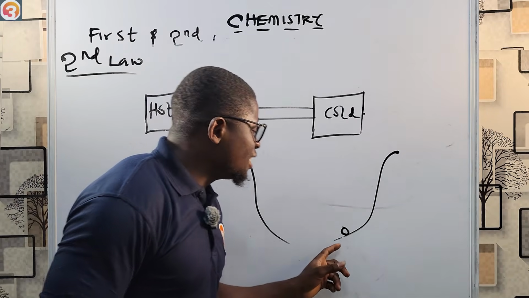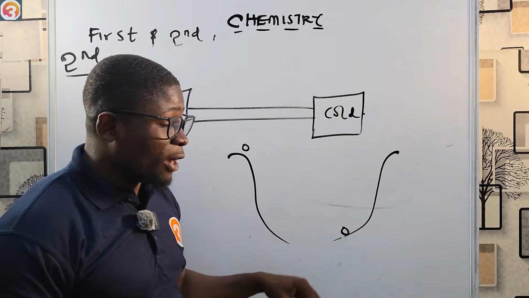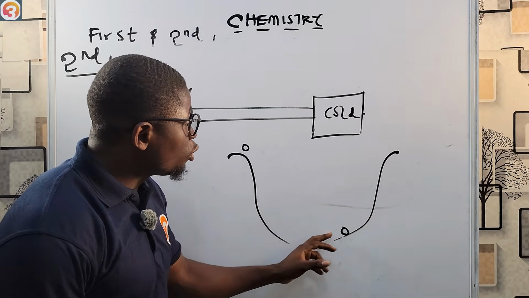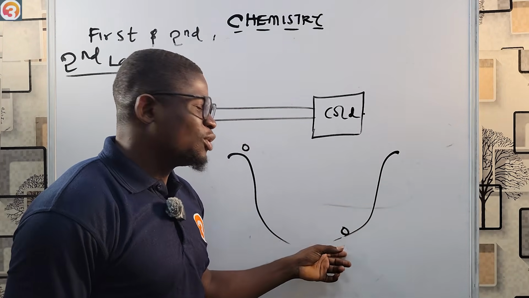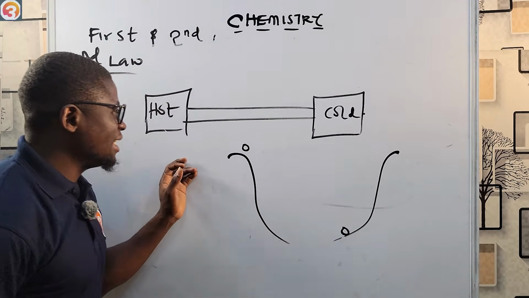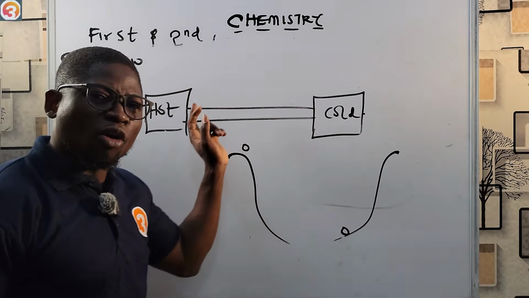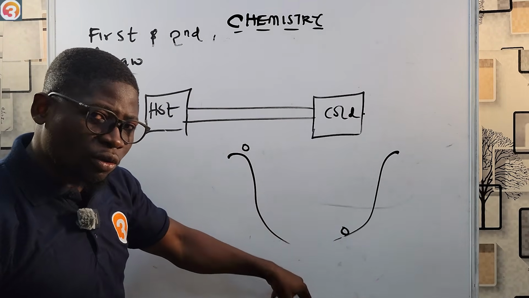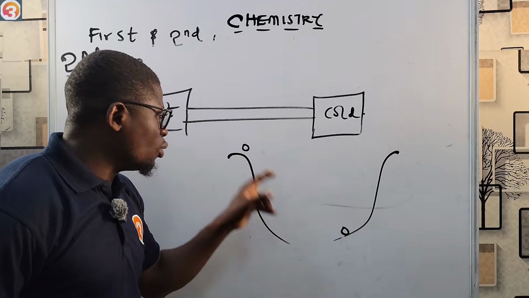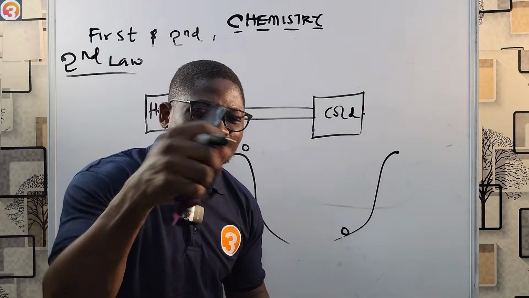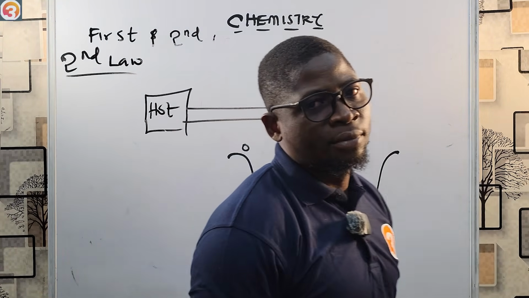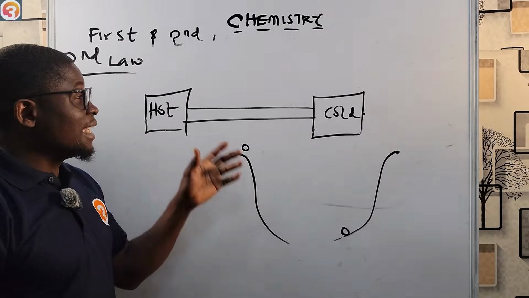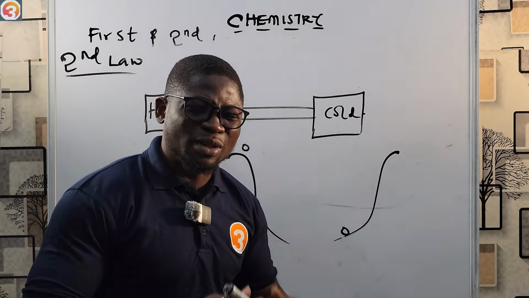If you want this ball to go up, what you need to do is to apply energy. You need to pump energy. That's what I'm saying: heat flows from hot to cold. This ball can only roll from high to low, it cannot roll from low to high. If it must roll from low to high, you must pump energy into the system. You get? That's the second law of thermodynamics. That's what it's telling us.